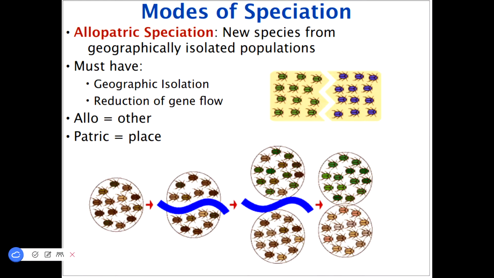So you must have geographic isolation and no more gene flow, or a reduction in gene flow, between these two populations. A way to remember this is allo means other, patric means place. So the populations are in another place. They're separate from each other.